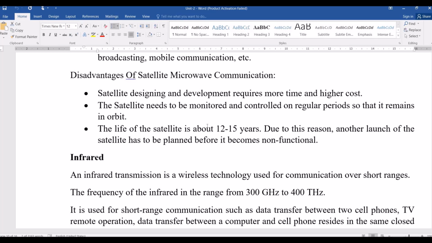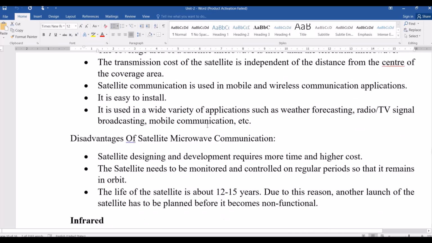The lifespan of a satellite is about 12 to 15 years. Due to this, another satellite launch has to be planned before it stops functioning normally. Since it has a lifespan, we need to have replacements. So these are the things about satellite microwave communications.